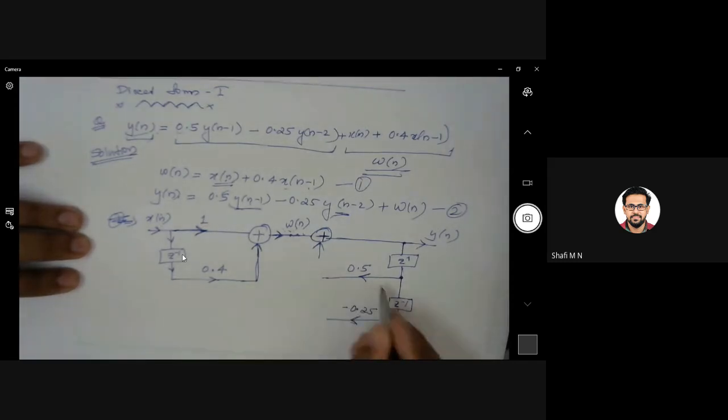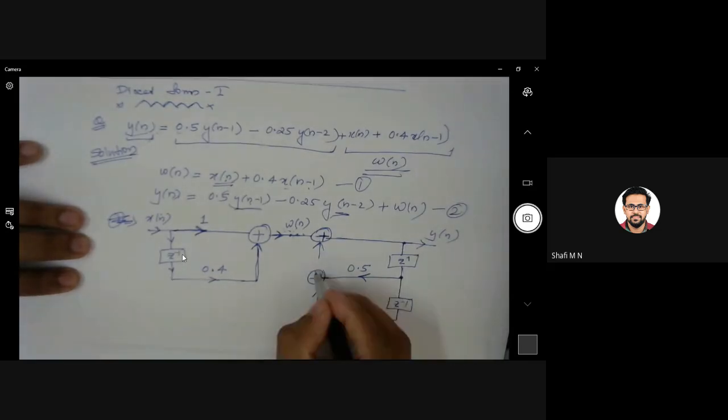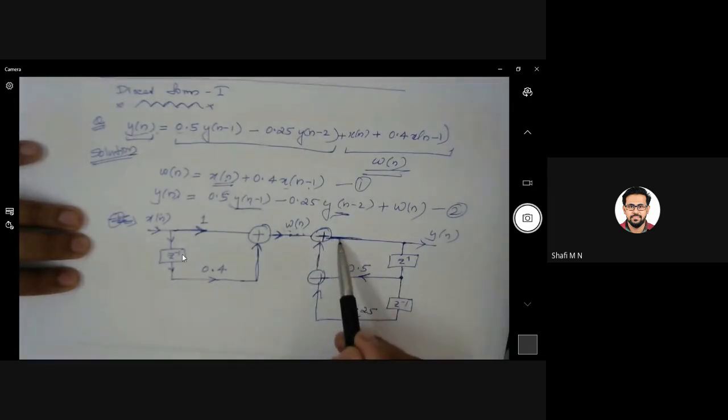Now you have to add all these things. To add them, I am drawing one more adder here. Let me add these two things first. That has to be added with your w of n. So this is your y of n. From this point itself, your signal name is y of n. So y of n is w of n plus 0.5 into y of n minus 1, sorry, minus 0.25 into y of n minus 2.